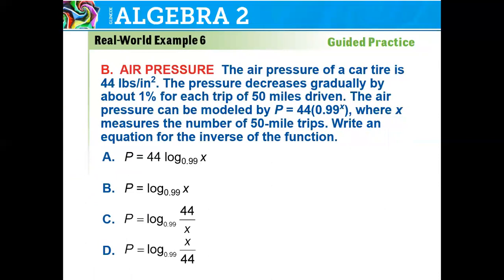Next, part B of the question. Now I need to write the equation for the inverse function. So I have this one, and I need to write it in terms of the inverse of the function. So first of all, I will divide here by 44. I will end up with P over 44 equals 0.99 to the power of x. So now I have it in terms of the exponential function, in terms of x equals b to the y.